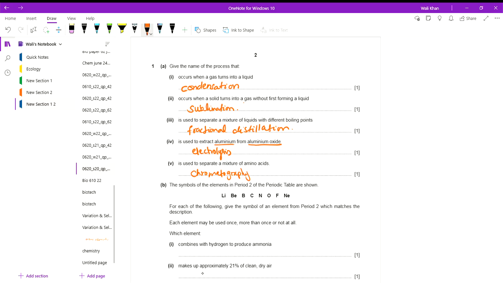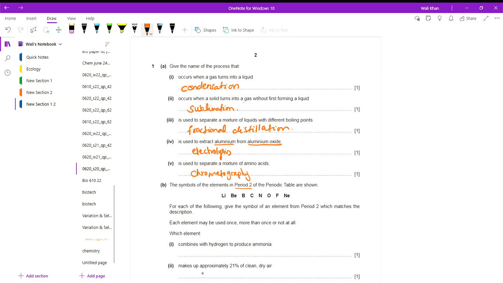The symbols of the elements in period 2 of the periodic table are shown. ठीक है, तो ये आपको सिंबल्स आप देख रहे हैं. लीथियम, बेरिलियम, बोरॉन, कार्बन, नाइट्रोजन, ऑक्सीजन, फ्लोरीन, नियोन.